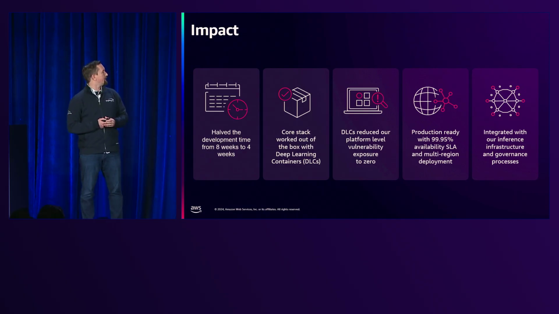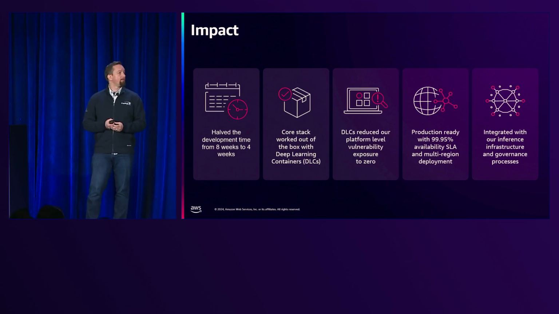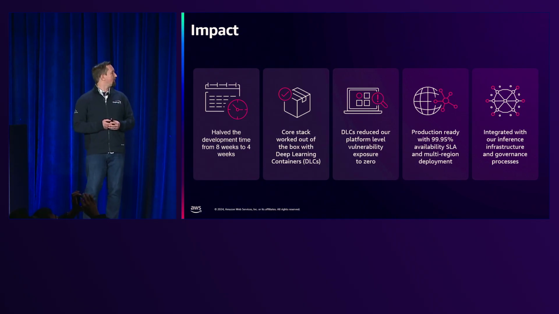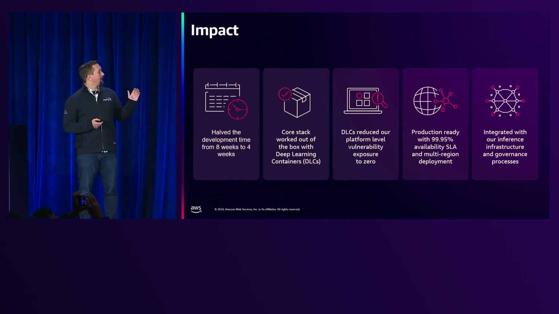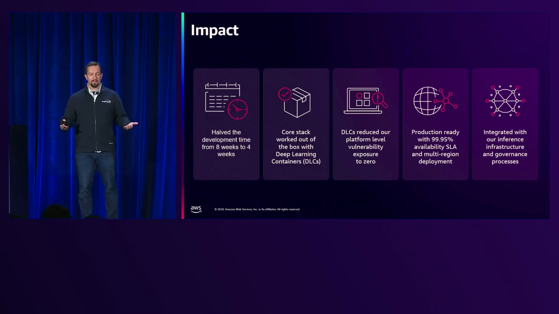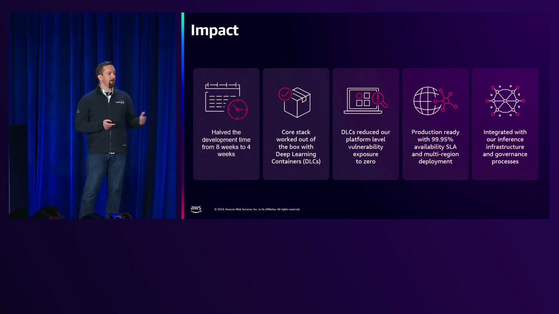But the integration of SageMaker inference on the back end had a number of positive impacts for us. So one, it cut development time from 8 weeks to 4 weeks versus an in-house built capability on an open source stack. The core stack worked out of the box with deep learning containers, so we knew that this had been prior tested and would be something that we could depend on once we actually put our models into the space. It also reduced our platform level vulnerability exposure to near zero.